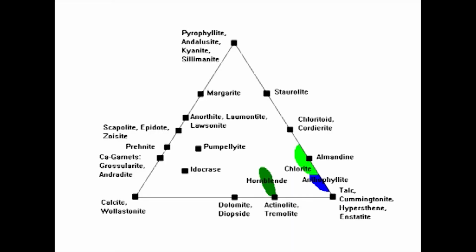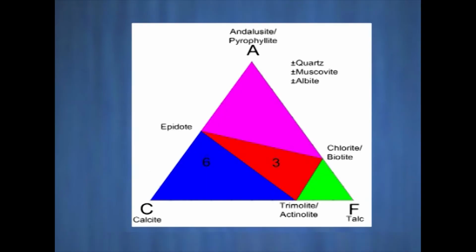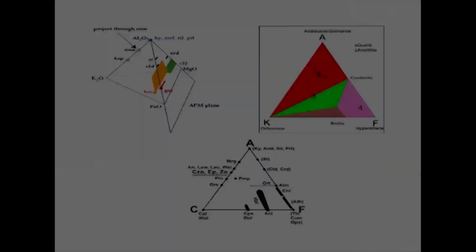Therefore, the composition of various hornblendes must be shown by an elongated field on the ACF diagram extending from the point representing tremolite towards the A corner. Similarly, biotite extends from the F corner to about A equals 18, F equals 82.